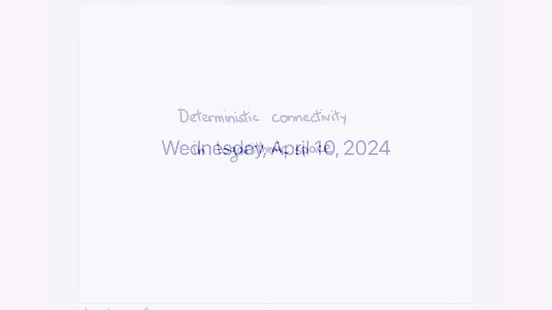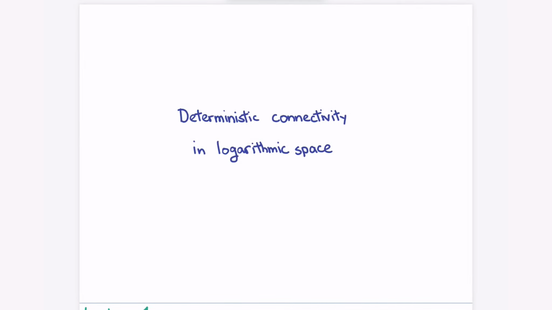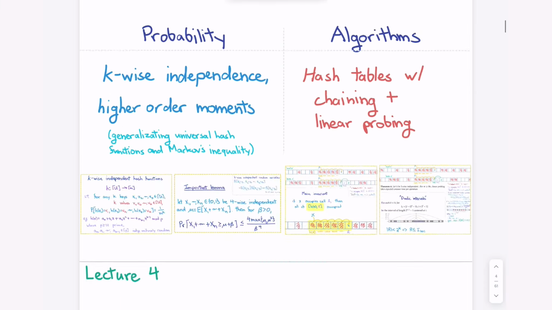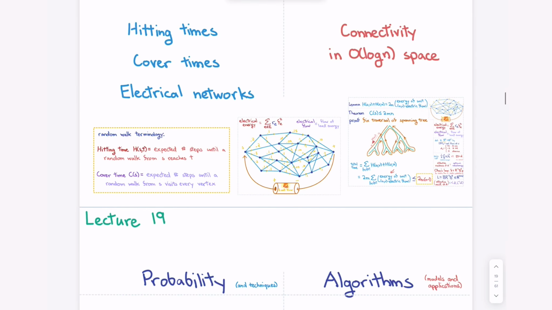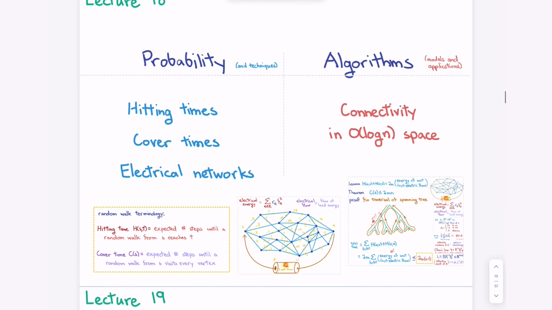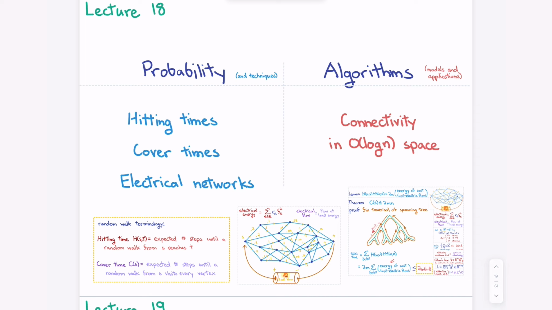All right. So today is one of the more dramatic lectures, I think, because we're going to try to do connectivity in logarithmic space, but without any randomization, right? So we've been doing a lot of random walks. Here was the thing where we did connectivity in log n space.